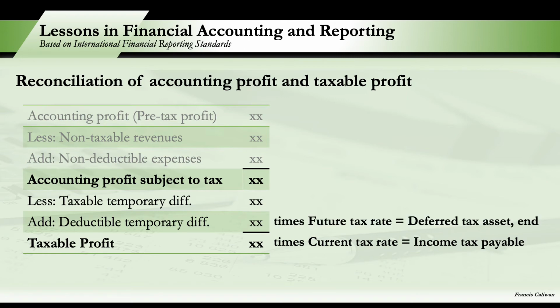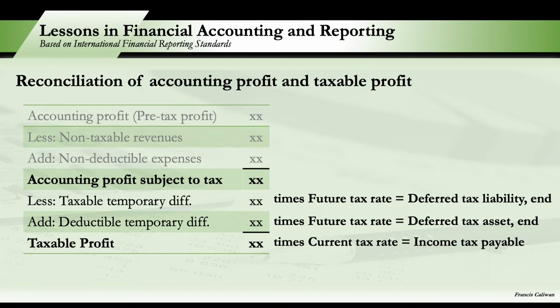But notice that the tax rate which will be used in the determination of deferred tax asset is not the current tax rate, but the future enacted tax rate if there is any. Why? Because this amount, again, is deductible in the future. Therefore, the tax rate which will be used is the future enacted tax rate. Same story for taxable temporary difference. So the tax rate which will be used in the determination of deferred tax liability is the future enacted tax rate.